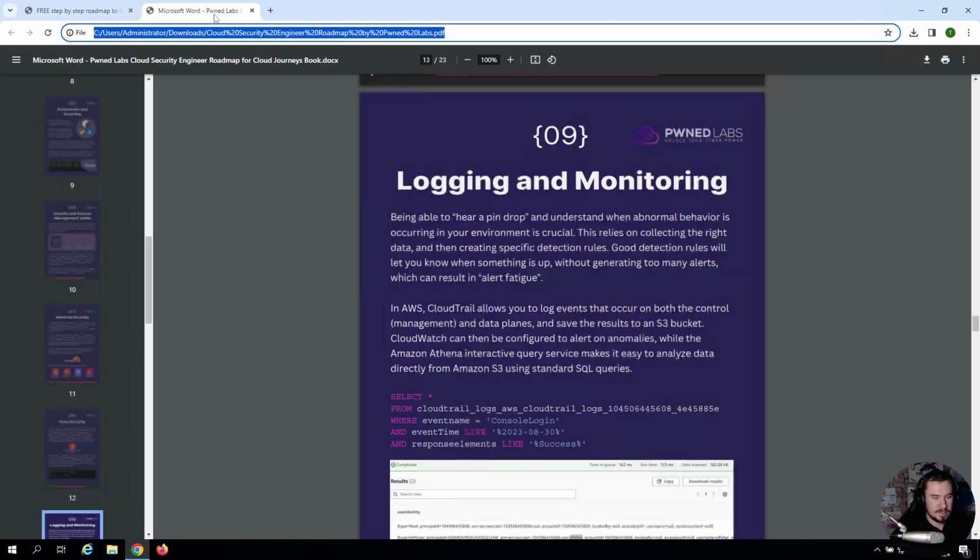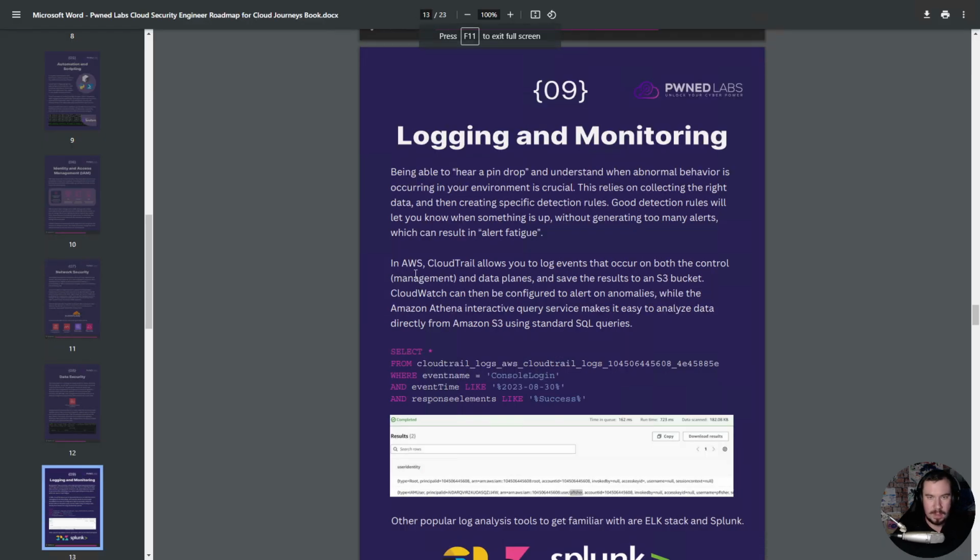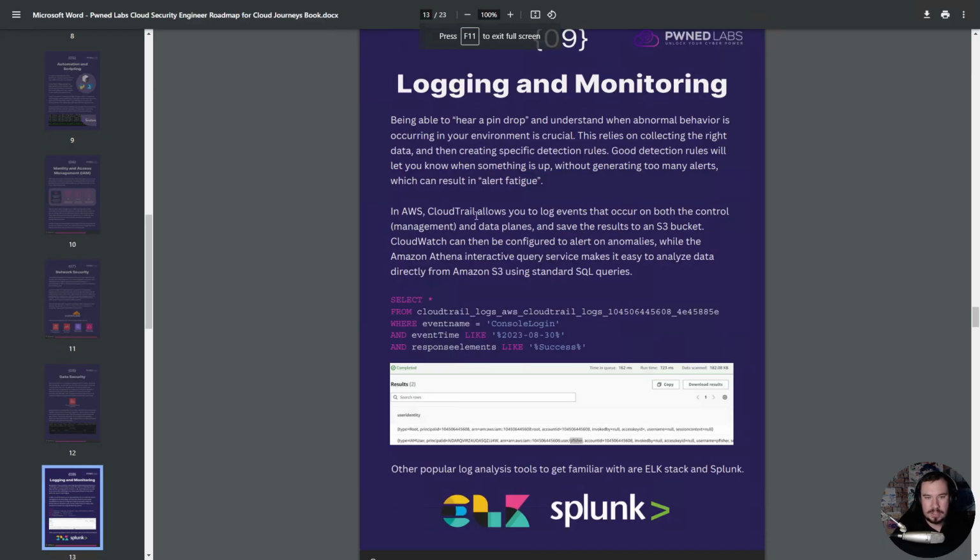All right, sweet. Let's jump right back into this. Let me get chat pulled back up. So logging and monitoring, here's an example from CloudTrail.